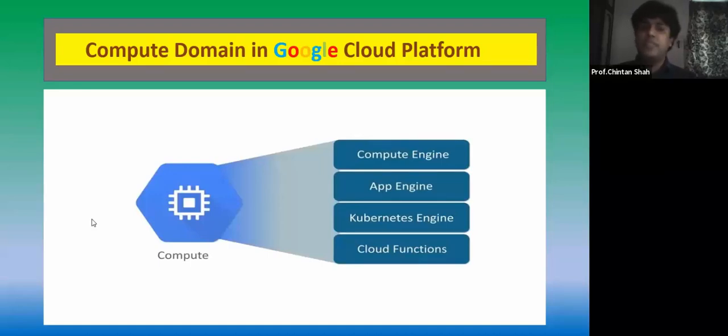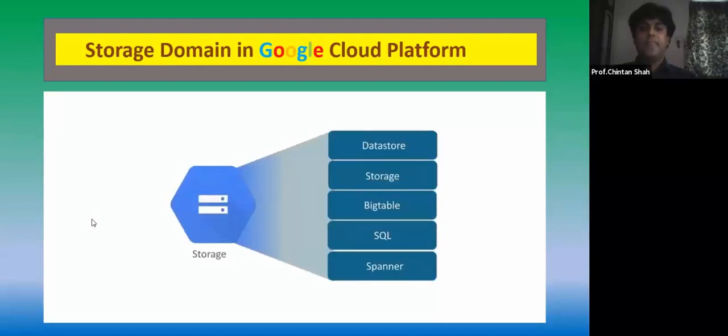So these are the 4 different services of the compute domain: the Compute Engine, the App Engine, the Kubernetes Engine, and the Cloud Functions. Now, once we have seen the compute domain in Google Cloud Platform, the next domain is the storage domain. The storage domain in Google Cloud Platform has 5 different services. They are Datastore, Storage, Bigtable, SQL, and Spanner. Okay, so these are the 5 services of the storage domain.